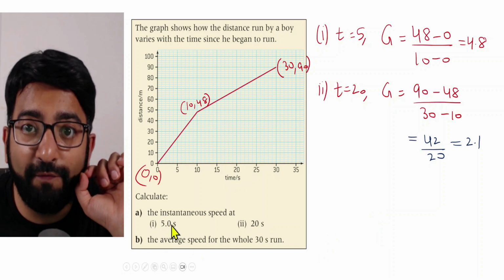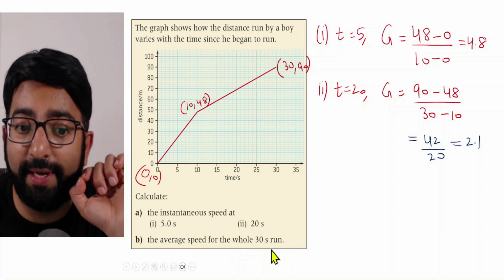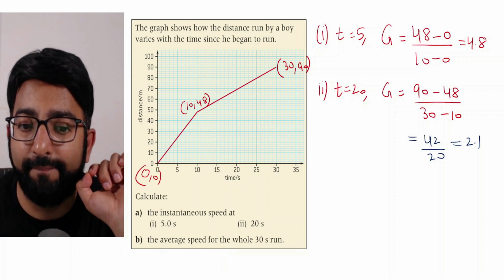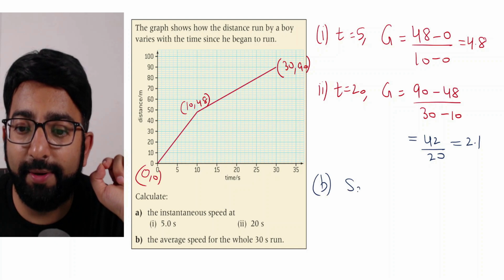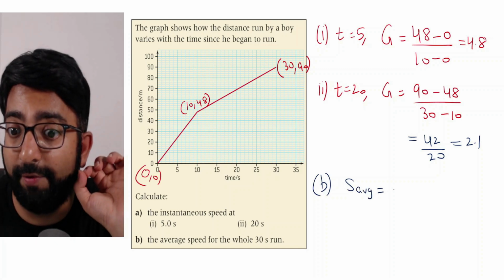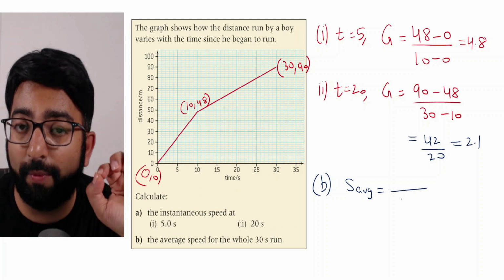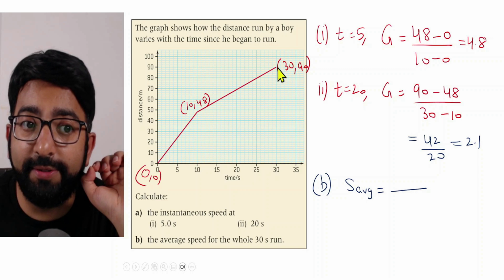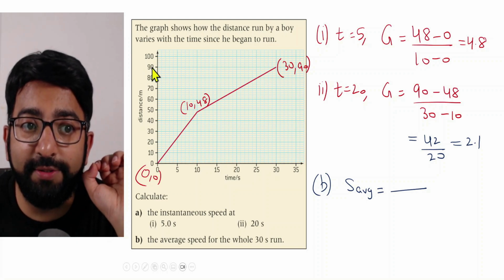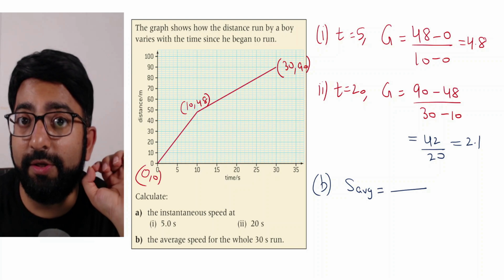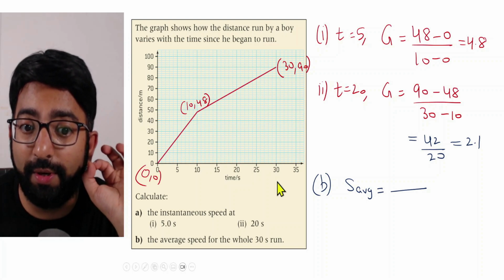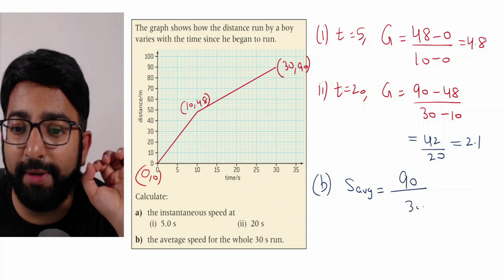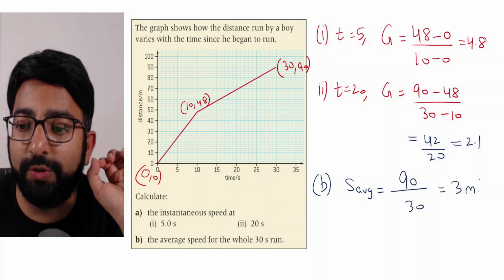Now, for the B part, we have to find the average speed for the entire 30-second run. Average speed is the total distance traveled divided by total time. So for the B part, average speed is total distance traveled as the numerator and time taken as the denominator. So the boy starts from 0, 0, that's the start point, and finally it reaches this point when the value of distance is 90. So the boy has traveled a distance of 90 meters in how many seconds? The total time is 30 seconds. So average speed will be 90 divided by 30, which will get us 3 meters per second.